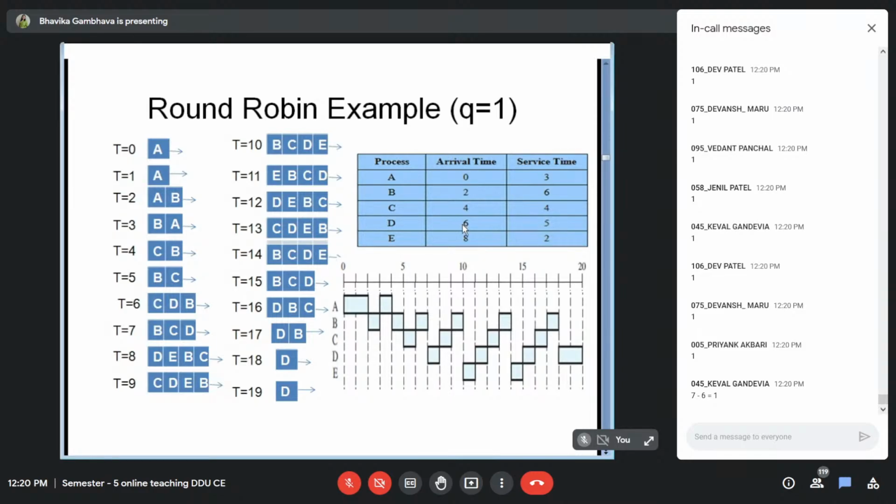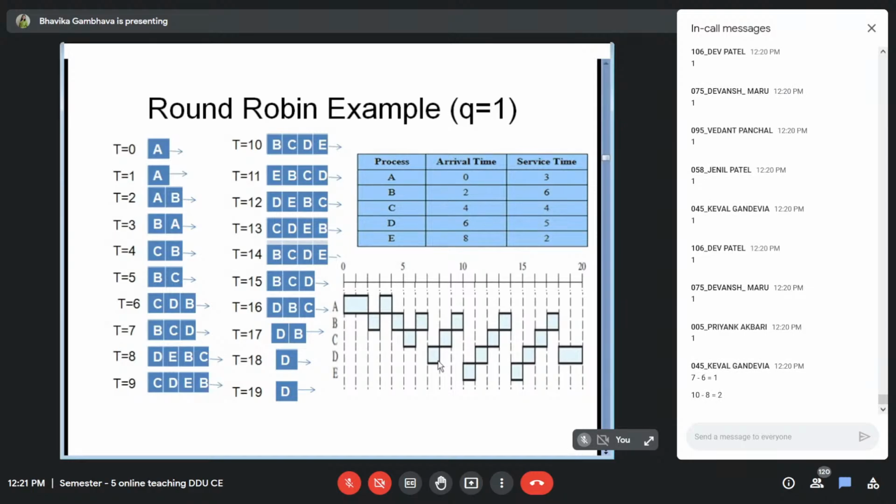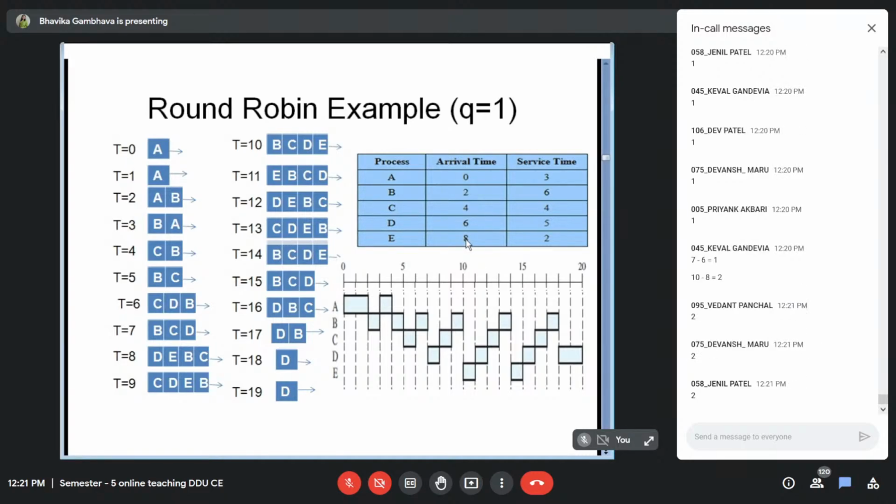What is the time for D? Response time for D? D is 7. Sorry, E? E is, we are starting at 10 and it arrived at 8. So it will be 2. Okay.